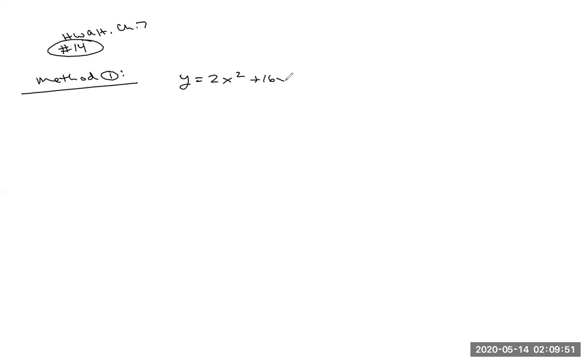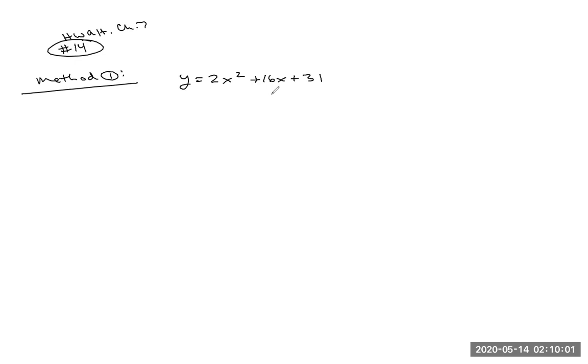So we are going to do number 14, method one to start. We're just going to want to set up our tables, and then we're going to find out that the values are the same. So then you just pick the method of your choice. Okay, so we have y equals 2x squared plus 16x plus 31. Just double check me on that, make sure it's all good.